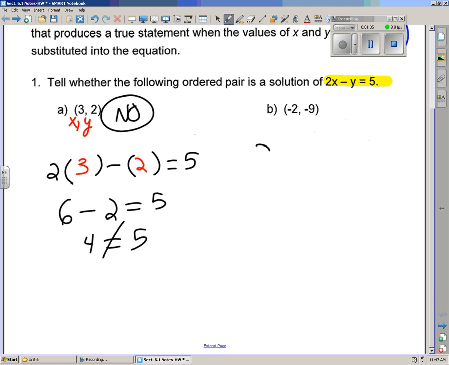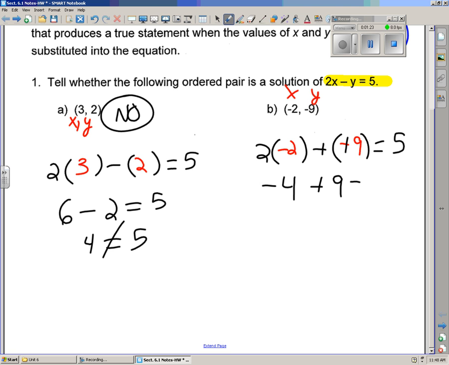Same equation, different values. Again, x and y. So 2x minus y, it's a negative 9, it's minus a negative. Does that equal 5? Well, 2 times negative 2 is negative 4. This becomes plus 9. Does it equal 5? Well, 5 does in fact equal 5, so that ordered pair is a solution.